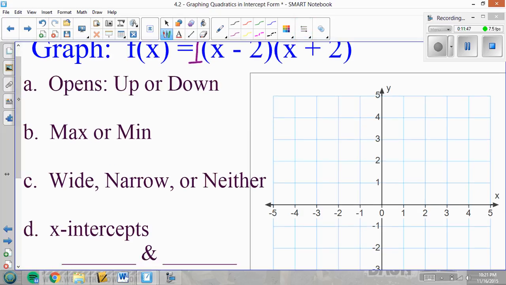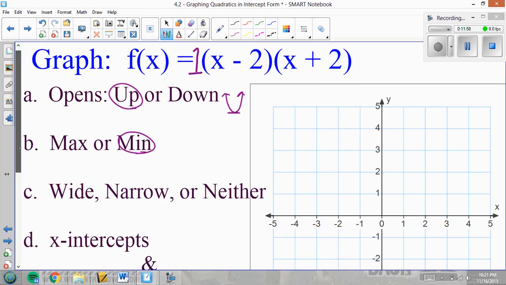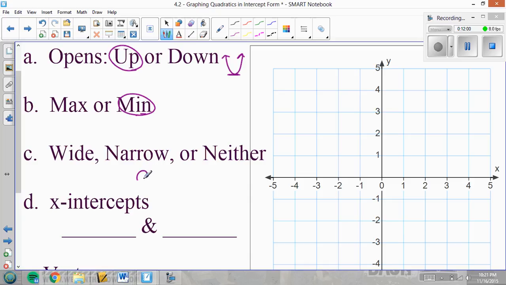Okay, so I know that positive 1 out front tells me it opens up. Positive 1, meaning it opens up. Okay, we know that this is my minimum. And if I know A is equal to 1, we are neither.